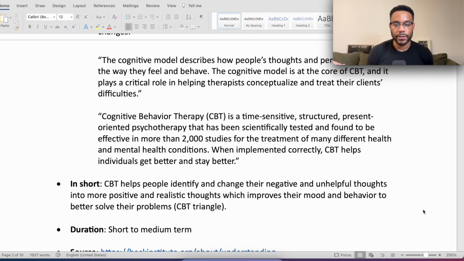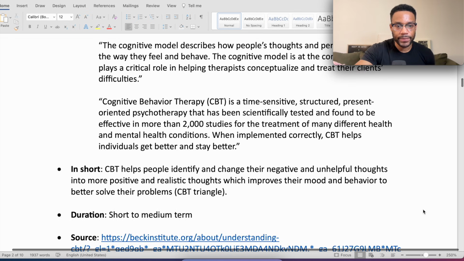Cognitive behavior therapy, or again CBT, is a time sensitive, structured, present oriented psychotherapy that has been scientifically tested and found to be effective in more than 2,000 studies for the treatment of many different health and mental health conditions. When implemented correctly, CBT helps individuals get better and stay better.